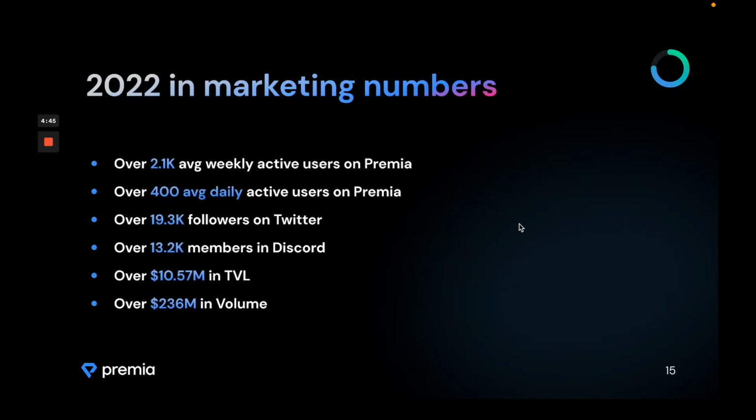Now, in terms of the numbers, 2.1K active weekly users on Premia, which is leaps and bounds different from where we were, especially in V1. 400 average daily users come to our site. We've grown to, I think it might be 19.4K followers on Twitter. So that active involvement, engagement, the regular copy articles, the upcoming newsletters continue to grow our reach. 13.2K members in the Discord, that continuously builds.